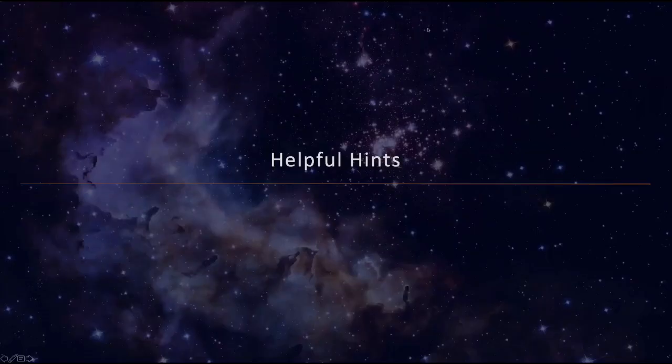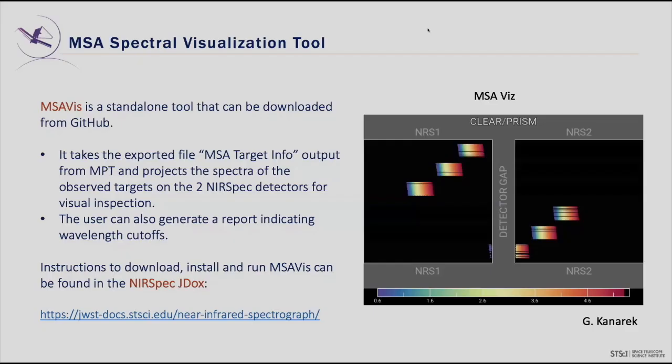Some helpful hints for you MOS observers. I'll first note that there is a spectral visualization tool, which is a standalone tool that was developed to help visualize the source spectra from the various areas of the microshutter array as they would look on the detectors. It's called MSA Viz.